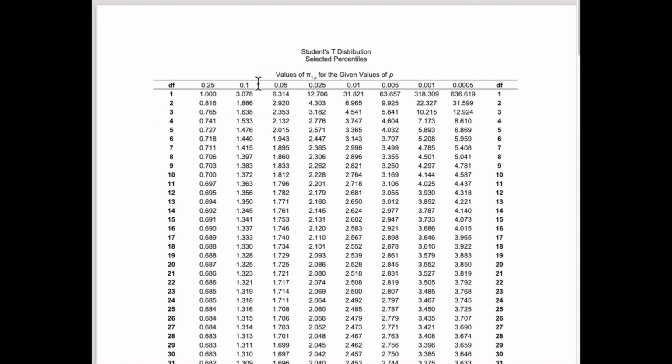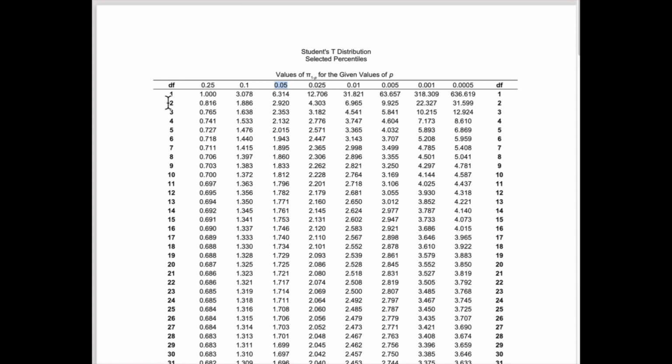For example, the upper 0.05 percentage point of a standard normal random variable, you'll recall, is 1.645. Now, let's look at the t values. These are the upper fifth percentage points for a t random variable for the corresponding degrees of freedom. You can see that if you've got only 1 degree of freedom, the upper fifth percentage point of that t distribution is 6.314. So it's way out there.